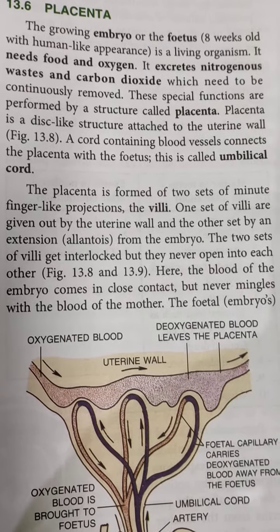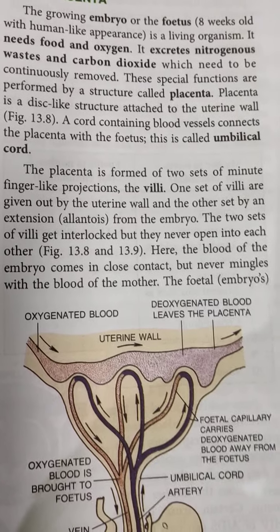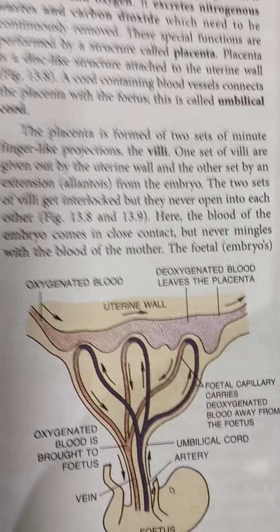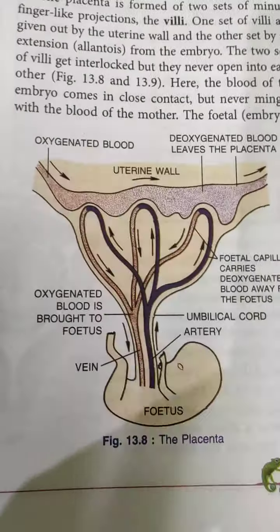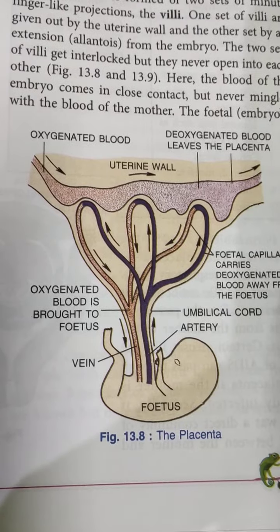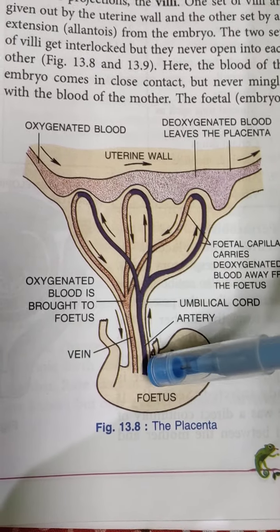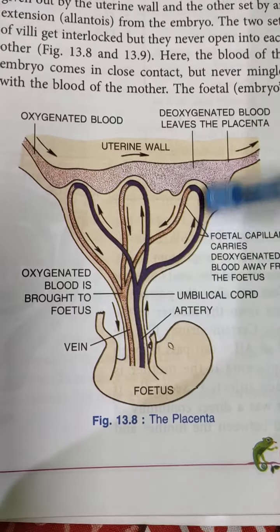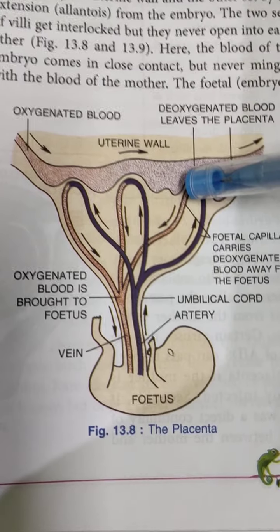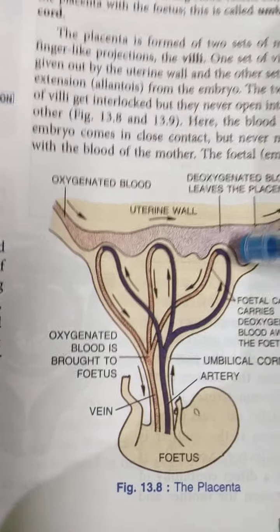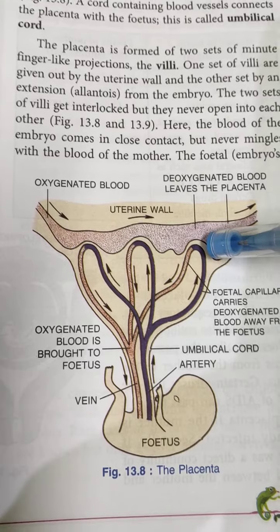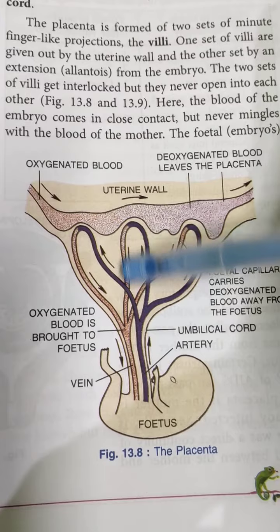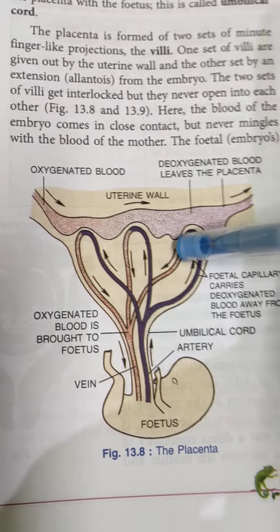The placenta is formed of two sets of minute finger-like projections, the villi. You see the students, they have shown it in this particular diagram. See, they have shown this artery and this vein, right? This is the umbilical cord, and they have said that they have two sets of minute finger-like projections, the villi, and these two are helping the blood to get in and to go out.